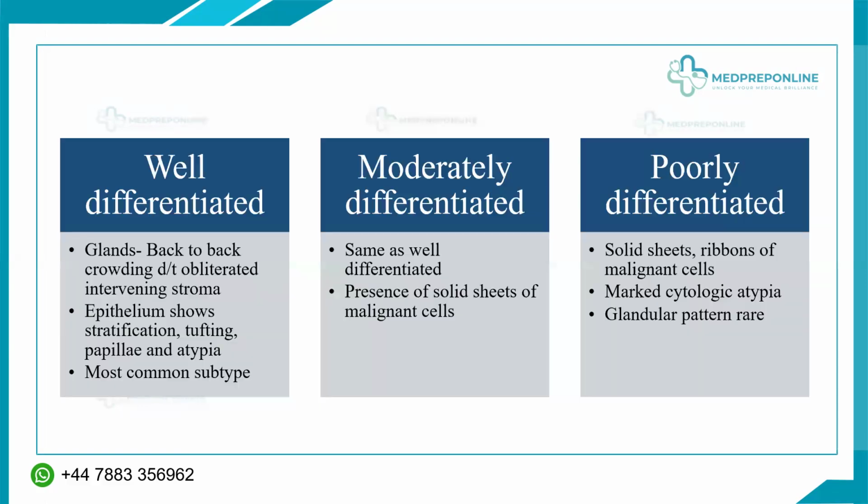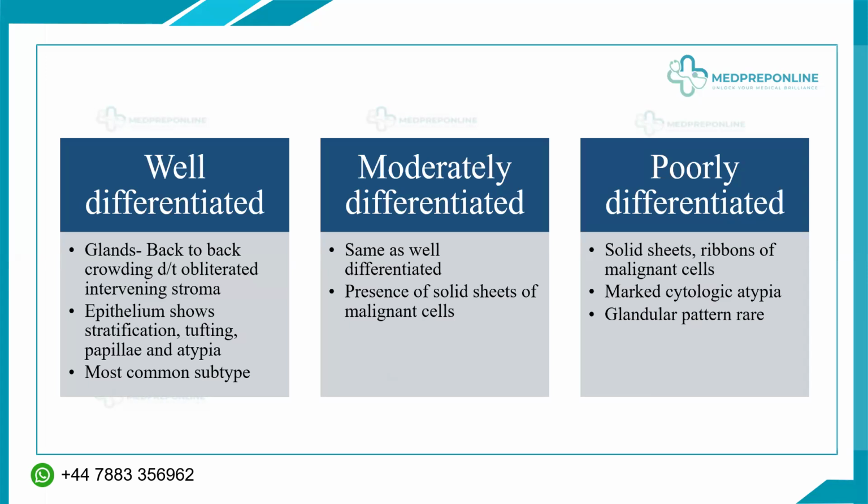Now, endometrial carcinomas are divided into well-differentiated, moderately differentiated, as well as poorly differentiated. So in well-differentiated, you will have the glands arranged. This will resemble somewhat the parent epithelium. It will resemble the endometrium. So you have back-to-back crowding of the glands, and the intervening stroma is obliterated. The epithelium will also show some stratification. There'll be tufting, there'll be various papillae and atypia, and this is the most common subtype. So luckily, most of the carcinomas that are detected are well differentiated.